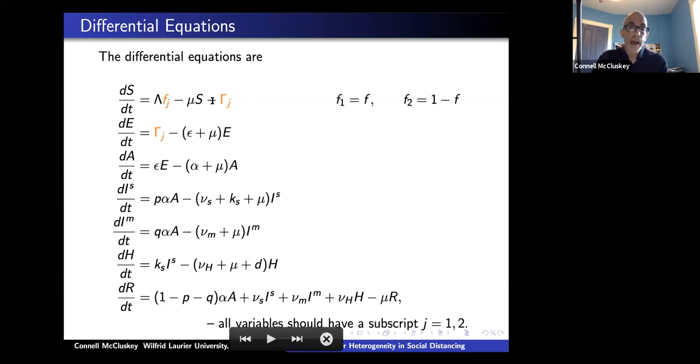The other way that the heterogeneity shows up is I have to split the population into the social distancing group and the non-social distancing group. We just say a certain fraction F is going to be in group 1, and the rest of the population, 1 minus F, is going to be in group 2. So the FJ here is just the fraction of our population that's in the 2 groups. Think of it as the relative sizes of the 2 groups. Everything else that shows up below is fairly standard stuff for compartmental models.